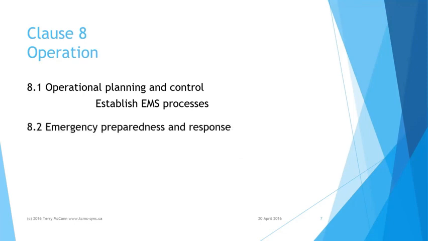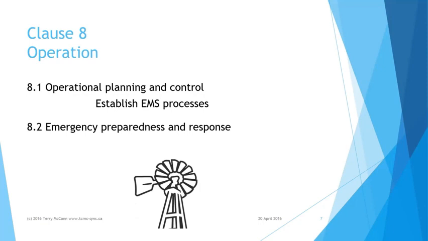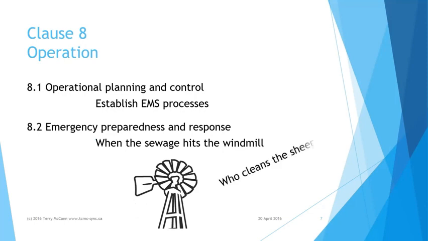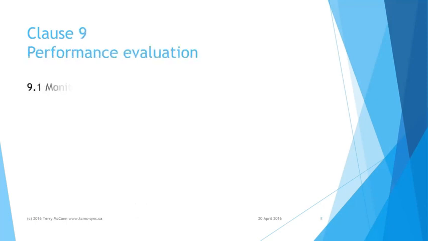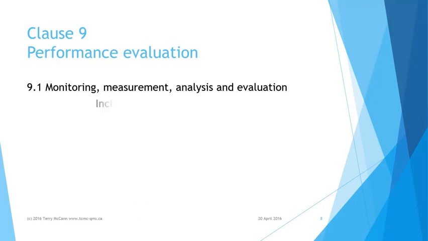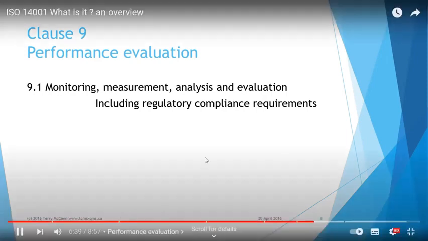Finally, you are required by Clause 8 to prepare for potential emergency situations that were identified under planning in 6.1, and to establish processes to deal with these situations should they arise. Clause 9 requires that an organization shall monitor, measure, analyze, and evaluate its environmental performance and the effectiveness of its EMS, planning what, when, and what methods to use for measuring. Special attention must be paid to evaluating regulatory compliance requirements and taking appropriate action when necessary.